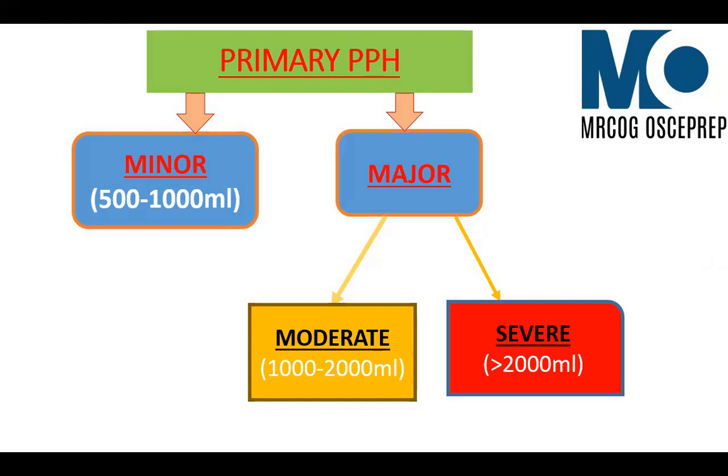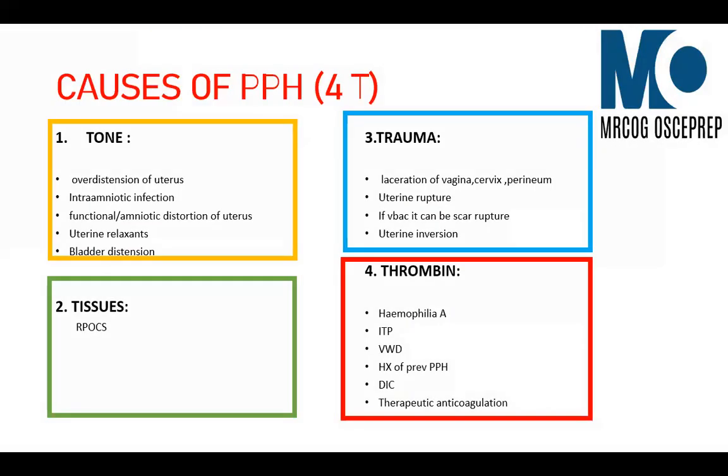And the severe is if more than 2 liters. Okay. So now, what are the causes? As we all know, the causes are the 4 T's: tone, tissue, trauma, and thrombin. So we need to speak like this, that these are the major causes of postpartum hemorrhage, and the most common cause, we know, is tone.